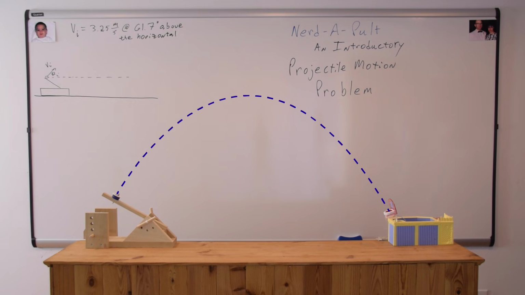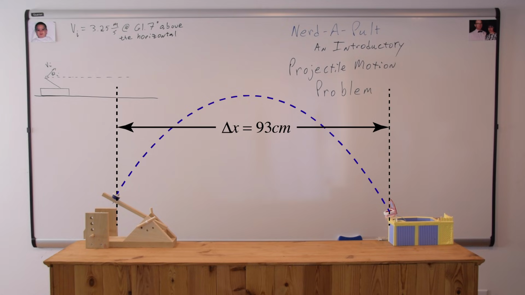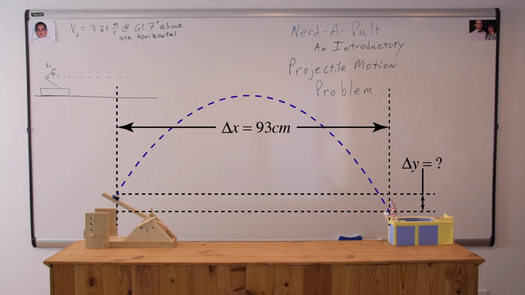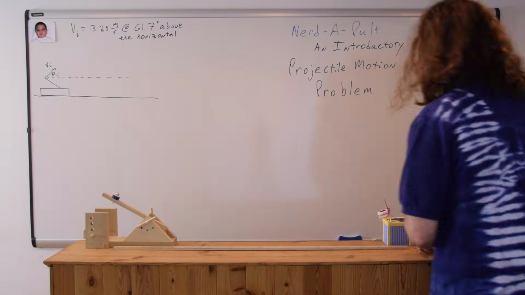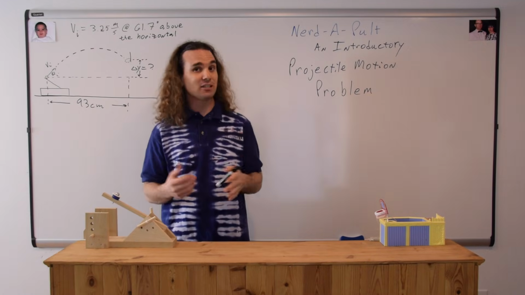So let me get this straight, Mr. P. We know the displacement in the x direction of the ball will be 93 centimeters, and we are trying to find the displacement of the ball in the y direction, right? Yes, Billy, you are correct.